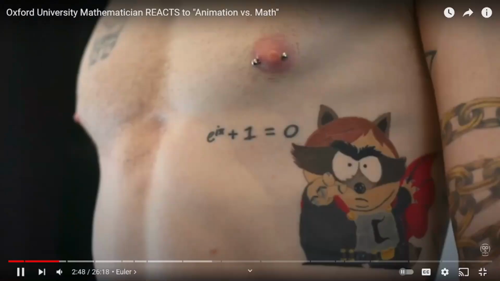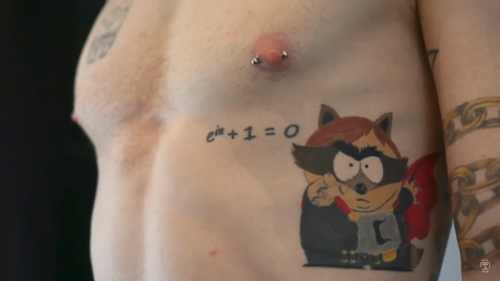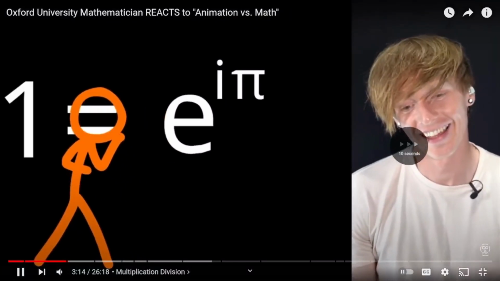So the -1 became e to the i pi. What does that mean? Euler's identity. e to the i pi plus 1 is equal to 0. I don't care.